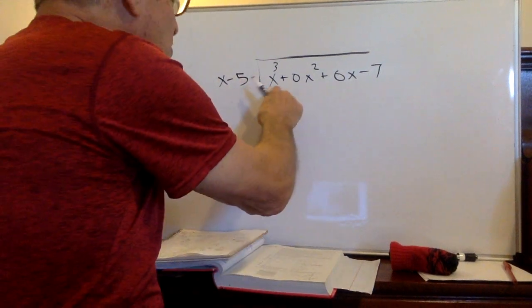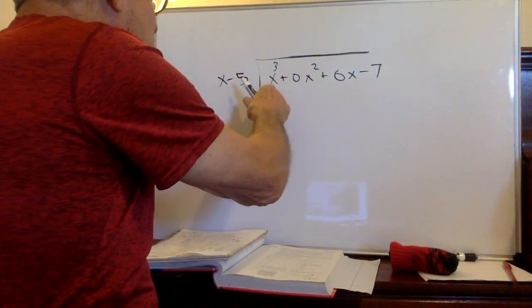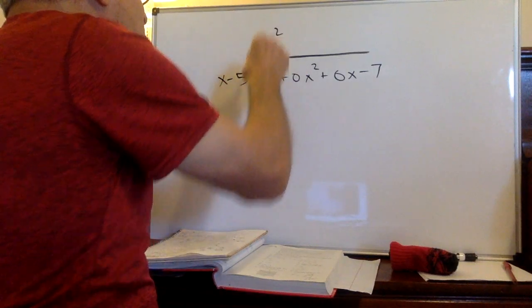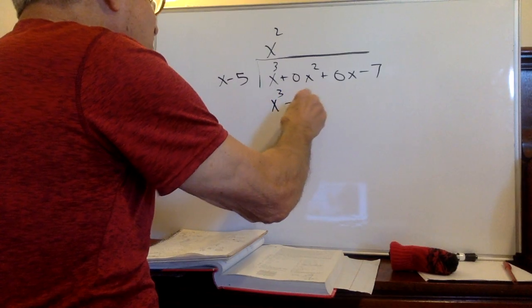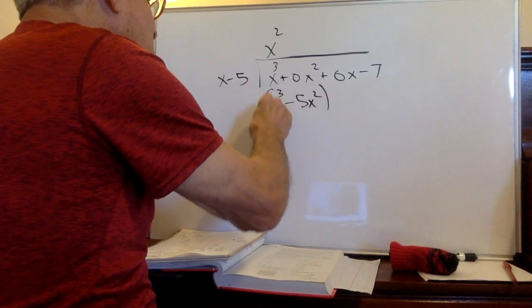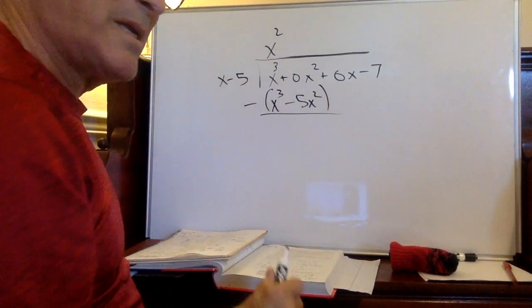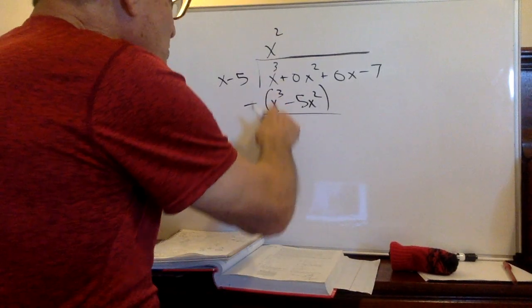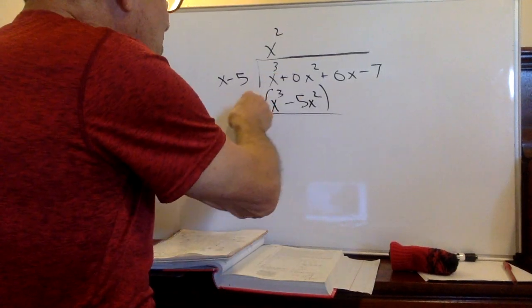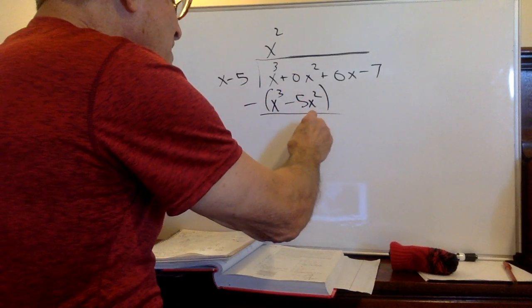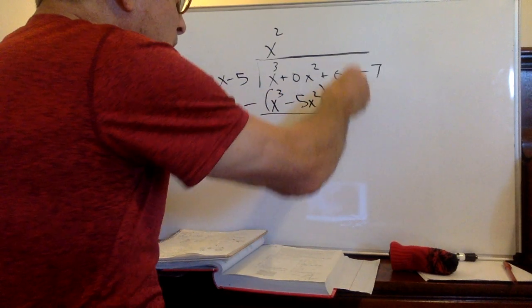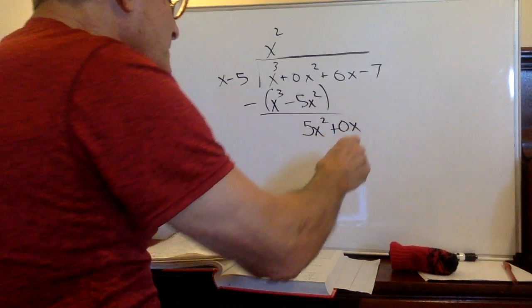The object is to always remove this first term. X times what gives you x cubed? X squared. X squared times the whole quantity is x cubed minus 5x squared. Enclose in parentheses and subtract. Again, the object is to always remove the first term, which we do. X cubed minus x cubed, gone. 0x squared minus a minus is positive 5x squared. Bring down your next power of x.